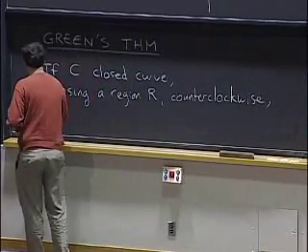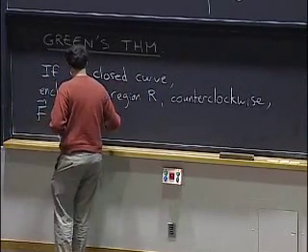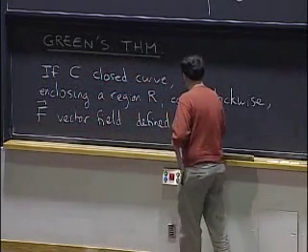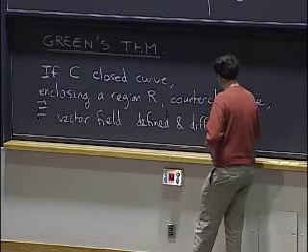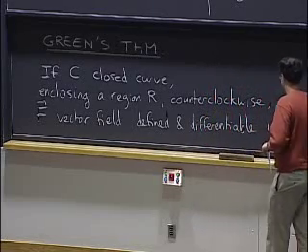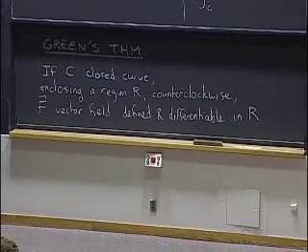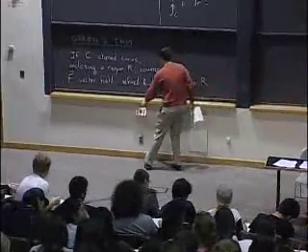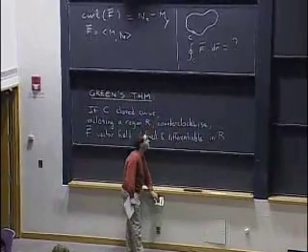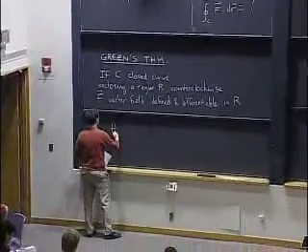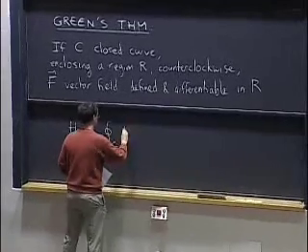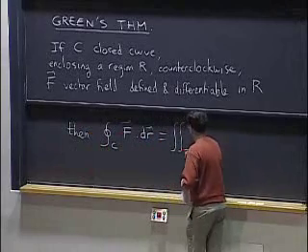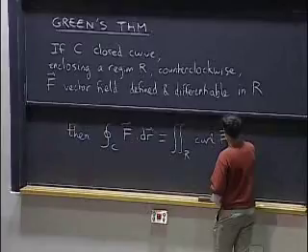and if I have a vector field that's defined and differentiable everywhere, not only on the curve C, which is what I need to define the line integral, but also on the region inside, then the line integral for the work done along C is actually equal to a double integral over the region inside of curl F dA.